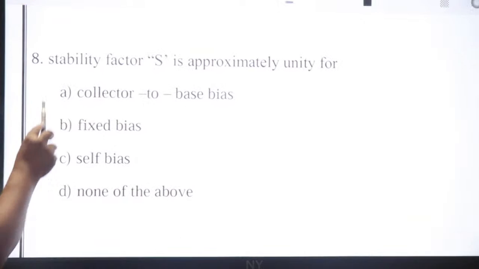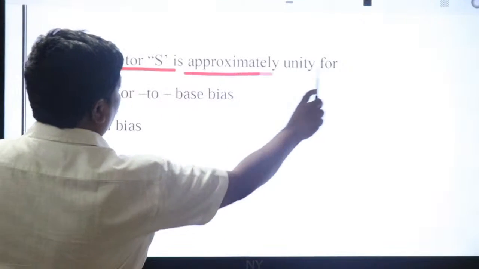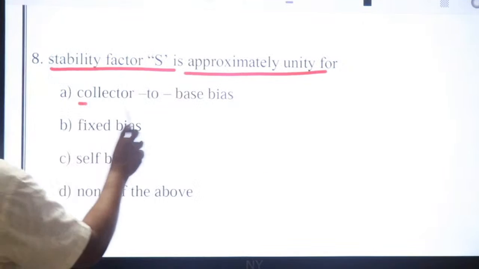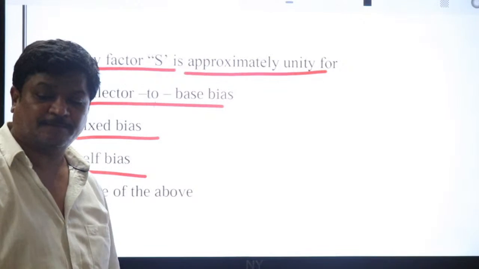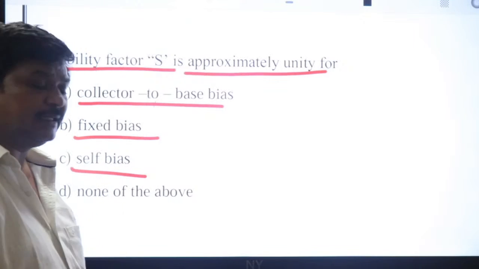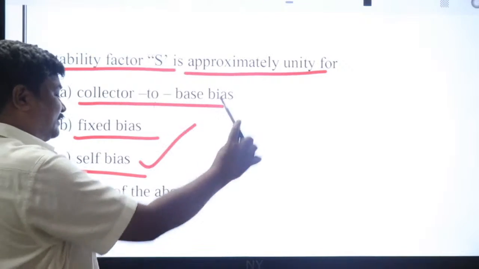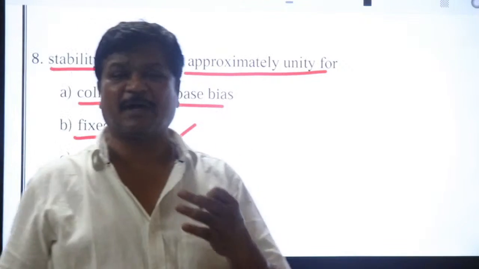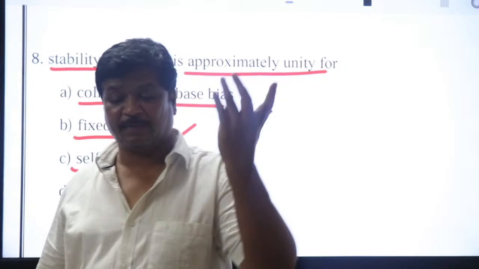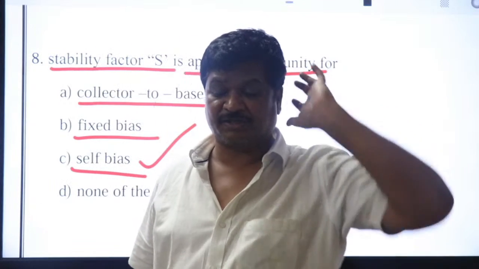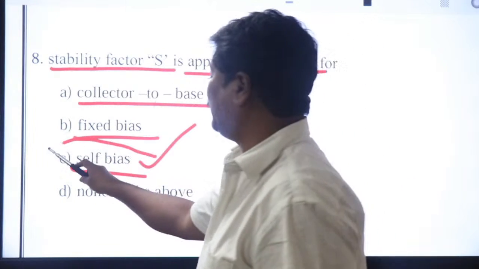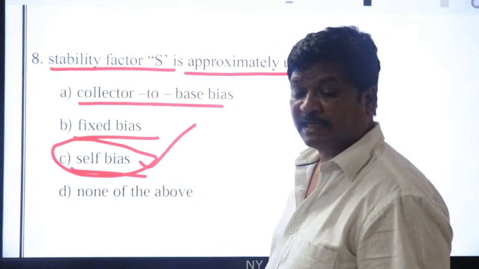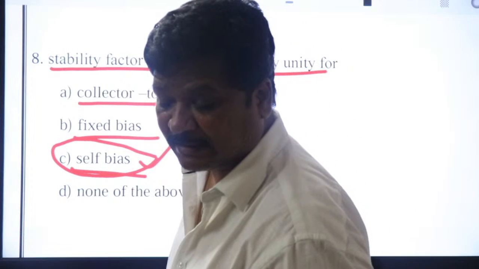Actually, the stability factor is approximately unity for collector to base bias, fixed bias, self bias. Always the stability factor should be near to 1. That is possible in the case of self bias. Of course, 1 is not possible. Even the stability factor may be 7, 10 or in that range basically. Fixed bias, self bias will have better stability factor, so that we can take as that.